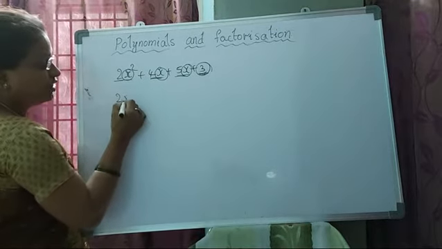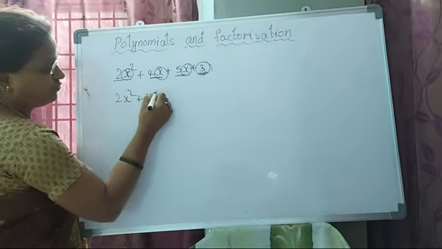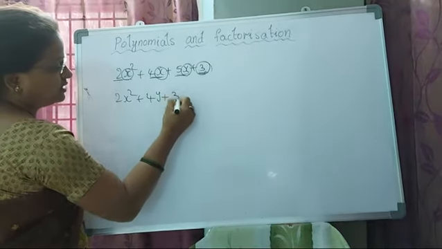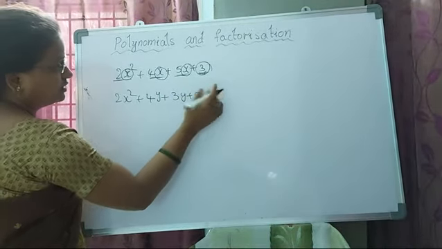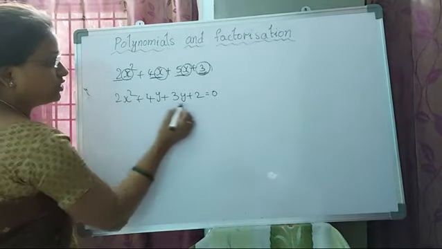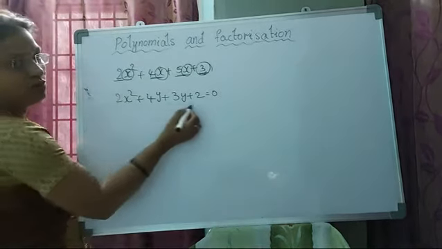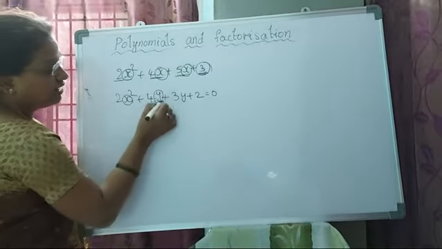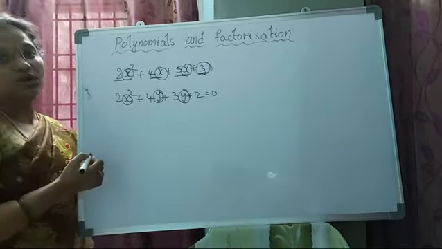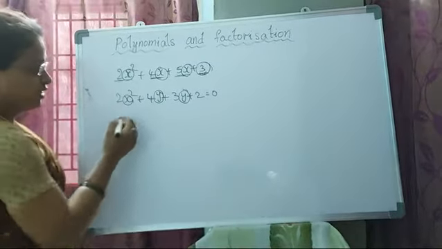For example, if you take 4y plus 3y plus 2 is equal to 0. It is also an algebraic expression. It is a polynomial of two variables. See, x is one variable and y is another variable. Here we are having two variables.